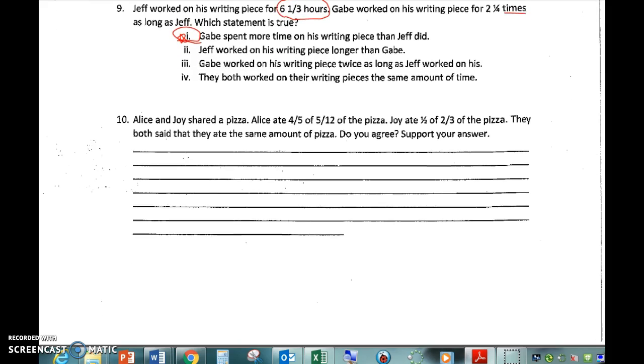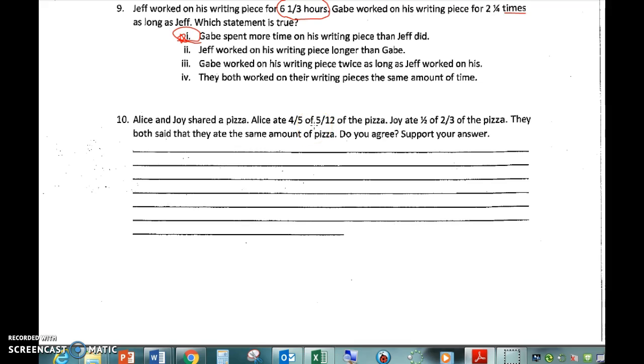All right, last one on this sheet. Alice and Joy shared a pizza. Alice ate 4/5 of 5/12 of the pizza. That seems like a strange thing to do, but that's what she did. Joy ate half of 2/3 of the pizza. Again, what's wrong with these girls? They both said that they ate the same amount of pizza. Do you agree? Support your answer. Now, there are multiple ways to go about this, but I'll wait for you when you come back.